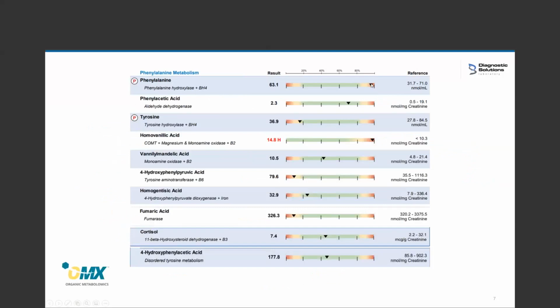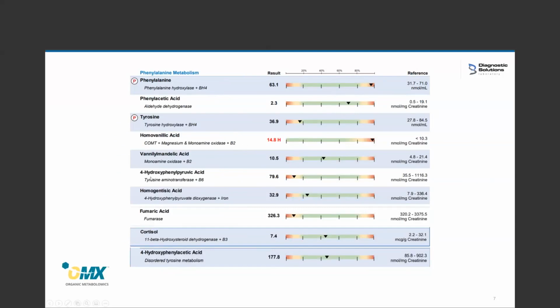So this phenylalanine, it's kind of going over to tyrosine, and I don't know if that tyrosine is getting used up over with the homovanillic acid, which is a dopamine breakdown marker, DOPA, or if it's just not going over all the way. So I can look at all these markers.